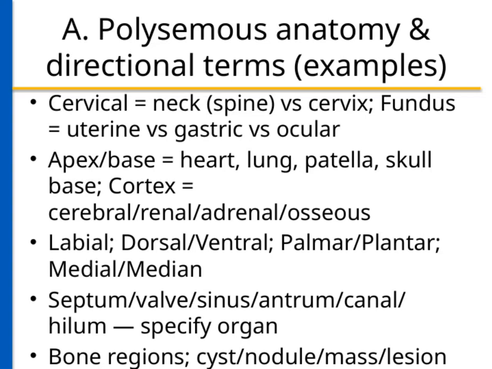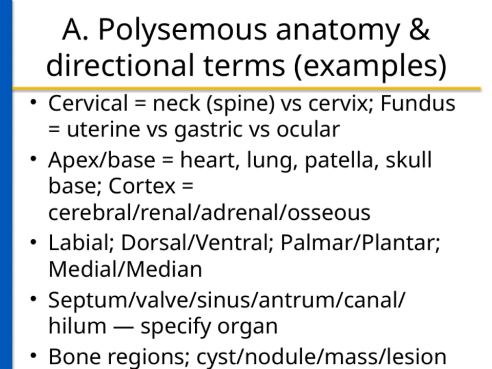Let's take a look at some examples of polysemous anatomy and how directional terms can vary depending on the context. First, notice how the word cervical can mean different things. It's often used to refer to the neck or spine, but it can also mean the cervix, which is part of the reproductive system. Similarly, fundus can describe different structures depending on the organ, like the fundus of the uterus, the stomach, or even the eye.